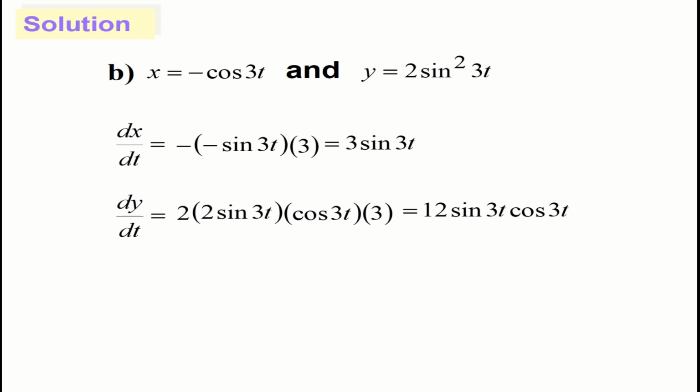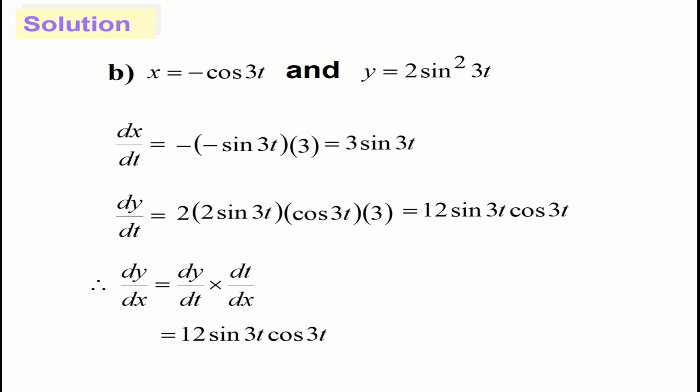Then, using the chain rule, dy over dx equals dy over dt multiplied by dt over dx, we substitute into this chain rule. So we get 12 sine 3t cos 3t multiplied by 1 over 3 sine 3t. Then we can cancel out sine 3t and we can cancel out 3. So finally we get 4 cos 3t. So this is dy over dx in the simpler form for parametric differentiation for question B.